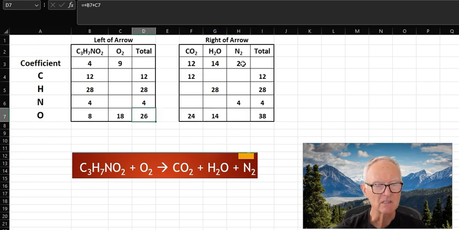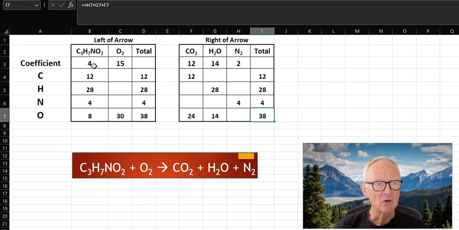But we can correct oxygens on the left relatively easy. We just change the coefficient of O2. So let's go to 15 O2, and now we have 38 oxygens on the left and on the right. Excellent. And we've got carbons, 12 and 12, hydrogens, 28, 28, and nitrogens, 4 and 4.